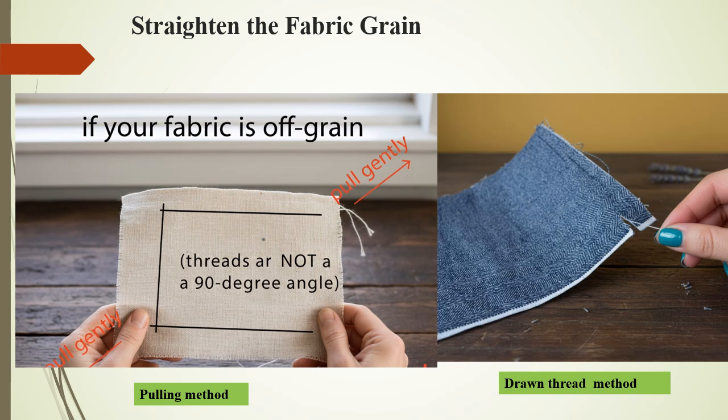For this, firmly hold the fabric at the edge and tear along the crosswise grain. Alternatively, we can pull a single crosswise thread along the cut edge. This provides a clean, straightened reference edge. So this is the straightening of the fabric.